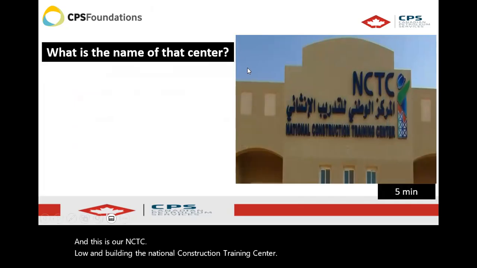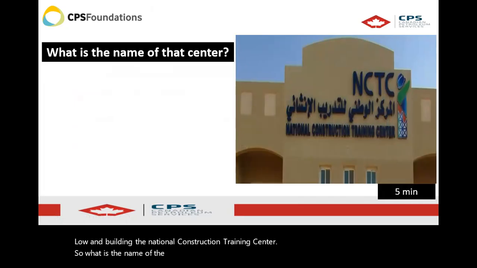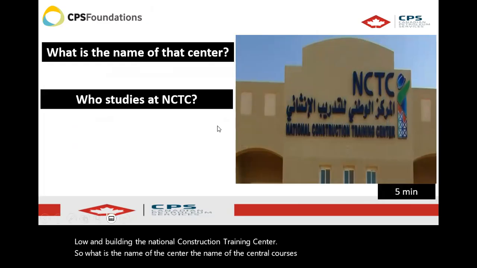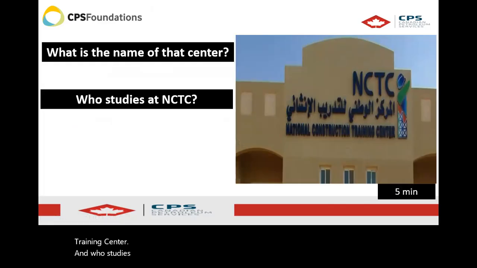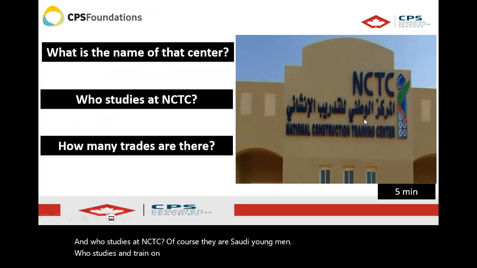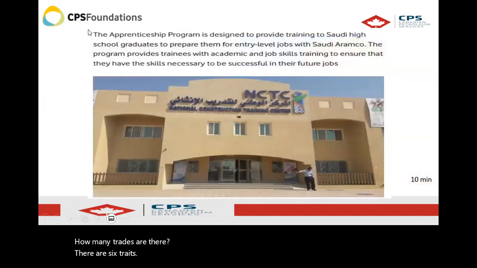So what is the name of the center? The name of the center, of course, is National Construction Training Center. And who studies at NCTC? Of course, they are Saudi young men who study and train on vocational trades. How many trades are there? There are 6 trades. The introduction of the reading passage, let's read together.